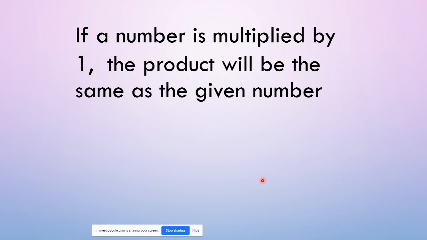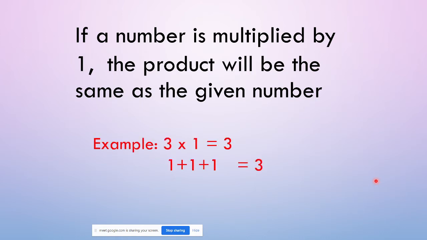All right. Now, if a number is multiplied by 1, the product will be the same as the given number. What do we mean by that? For example, you have 3. 3 times 1 is equal to 3. It means the answer will be the same as the given number because you only multiply it with 1.